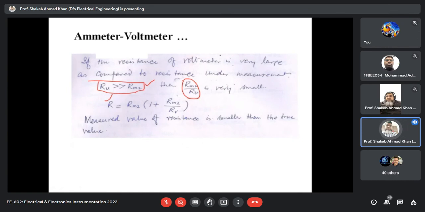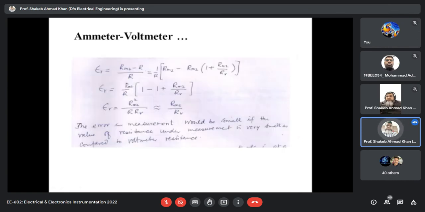And in this case, as I told you, the measured resistance will always be less than the true value. Now, I had written the relative error expression, and we are able to approximately find this. Now I'm coming to the point. In the previous case, your relative error was basically RA upon R, and here it is R upon RV.